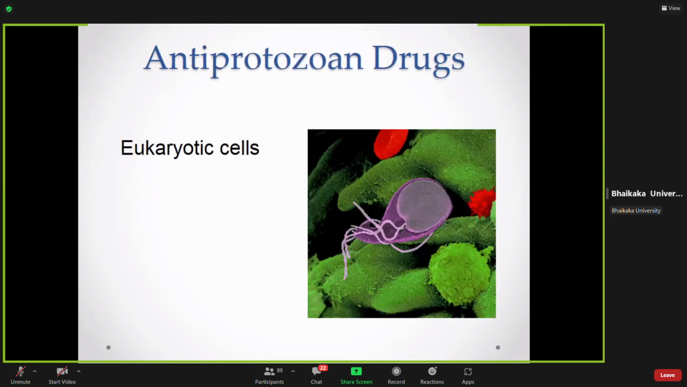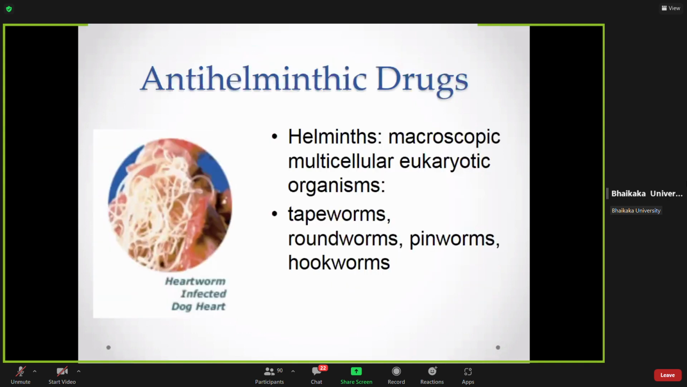Then coming to anti-protozoan drugs, again the protozoa are eukaryotic cells, and we have certain particular anti-protozoal drugs which are working on protozoal metabolism only, and that is keeping the host unaltered. Anti-helminthics. Helminths are macroscopic multicellular metazoan eukaryotic organisms like tapeworm, roundworm, pinworm, and hookworm. We also have specified anti-helminthic drugs which work on the helminthic metabolism only, and that will not affect the host cell metabolism.